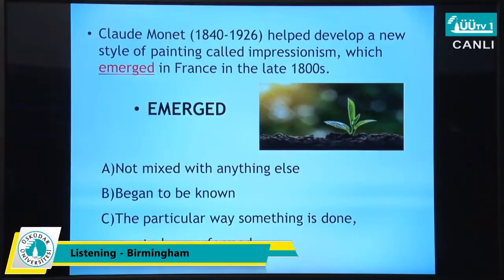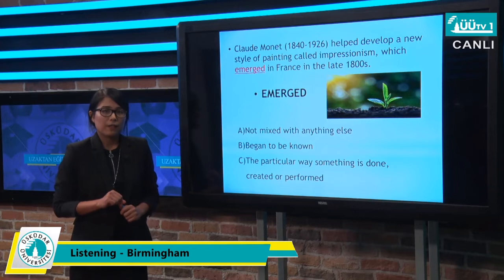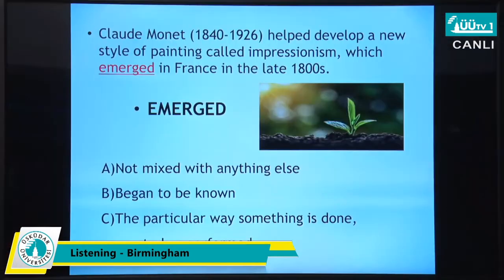Yes, our next verb is emerged. Let's read the sentence. Claude Monet helped develop a new style of painting called Impressionism, which emerged in France in the late 18th century. Emerged is a verb, and so we have to find a verb in our options. Let's look at these options. First, A, not mixed with anything else. B, began to be known. C, the particular way something is done, created, or performed.